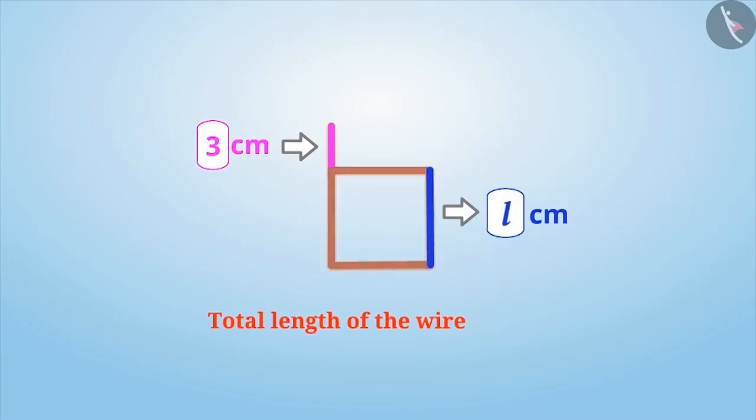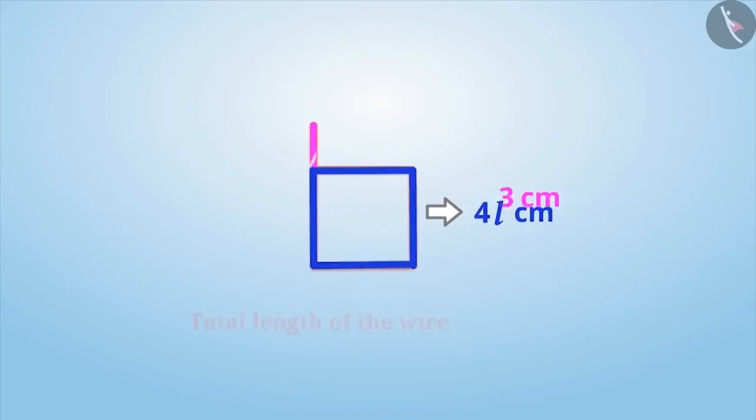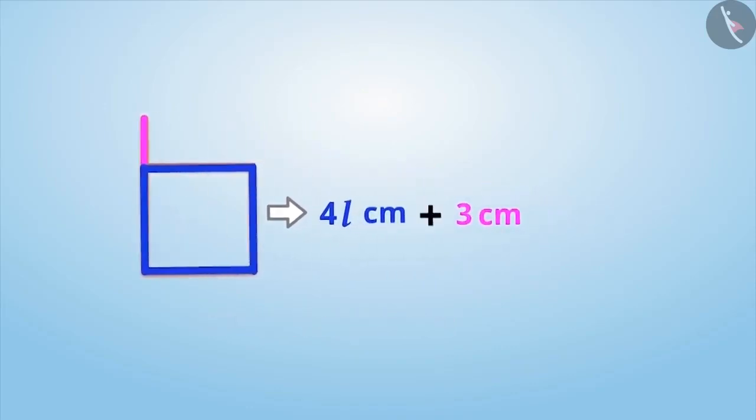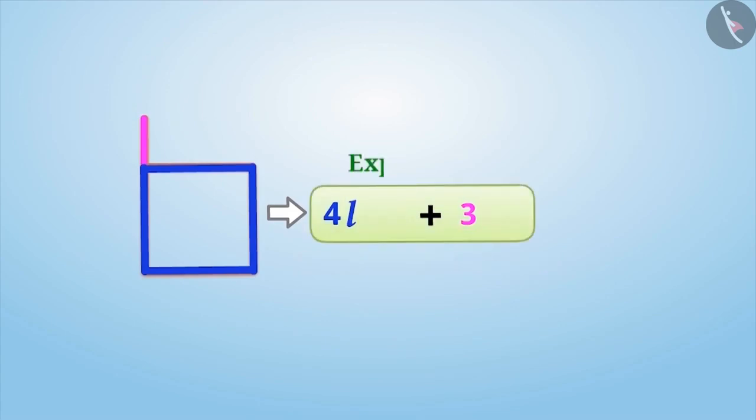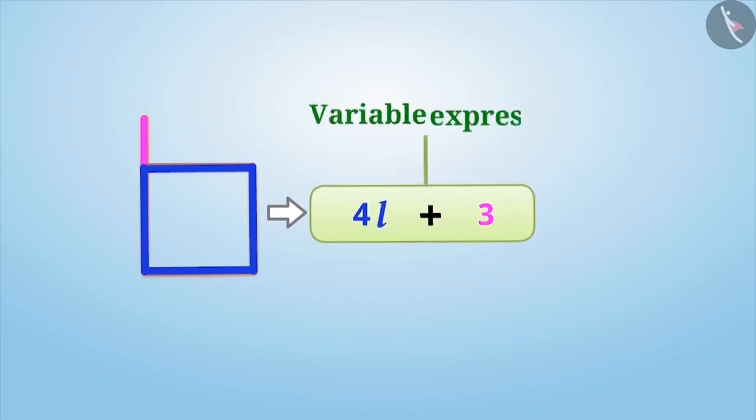Here, the length of one side of the square is L. So the length of the 4 sides will be 4 times L, that is 4L. If the length of the remaining wire is added to this length, then we will get the total length of the wire in the form of variable L. Now what we have here is called an expression. Since a variable is used in this expression, it is called an algebraic expression.